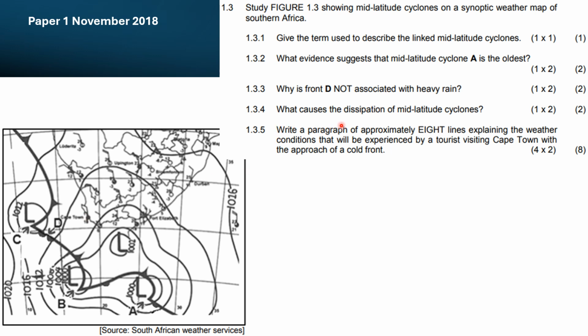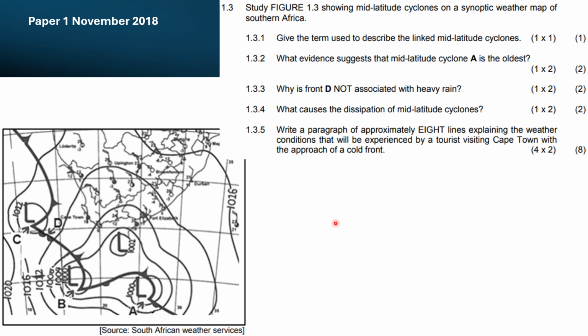1.3.4, what causes the dissipation or the dying out of the mid-latitude cyclone? This is the final stage of its development, and here we're going to find that the pressure at the center starts to rise, the low pressure disappears, but also the cold front completely catches up to the warm front.